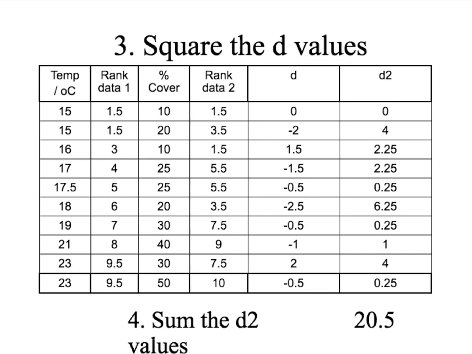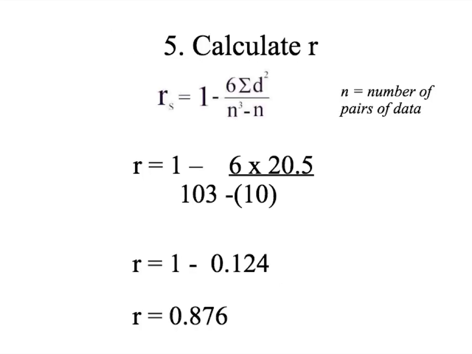You then square each of those differences between ranks. So again, remember, if you've got a negative number, when you square it, it becomes positive. And then you need to sum this column, so we need the total of that column. In this case, add those up, it comes to 20.5. Then put that into the equation. So starting over here, we had our 20.5 for the sum of d squared, the sum of the difference squared, times by 6. That's going to be divided by n cubed minus n.